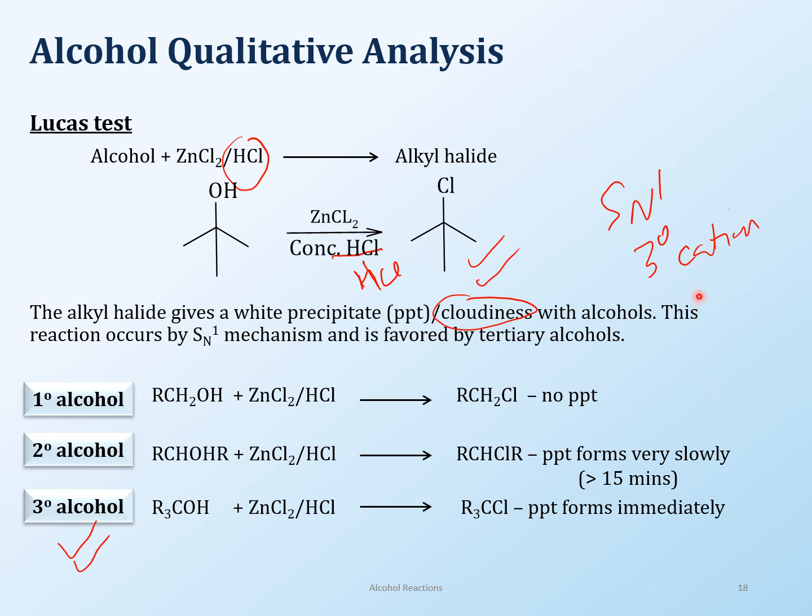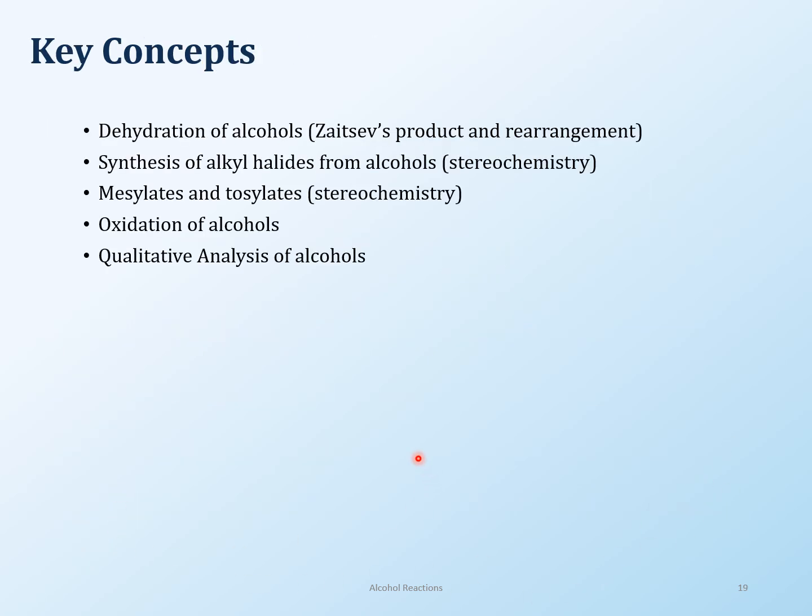So that's a qual test for primary, secondary, tertiary alcohols, more like tertiary, right? We were not able to do a tertiary alcohol test with potassium permanganate or the chromic acid, because tertiary alcohols don't get oxidized. But this one is a good one to do for tertiary alcohols. And so I think that's it as far as the reactions are concerned.